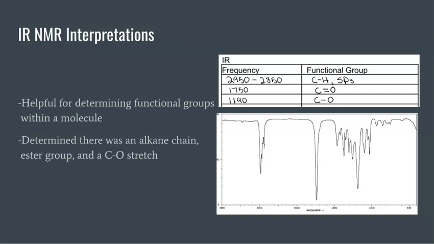So the CH was identified as an alkane chain, the C double bonded to the O was identified as an ester group, and the C single bonded to the O was identified as a stretch. A stretch is pretty much just a continuous change in the distance between 2 atoms along the bond axis.